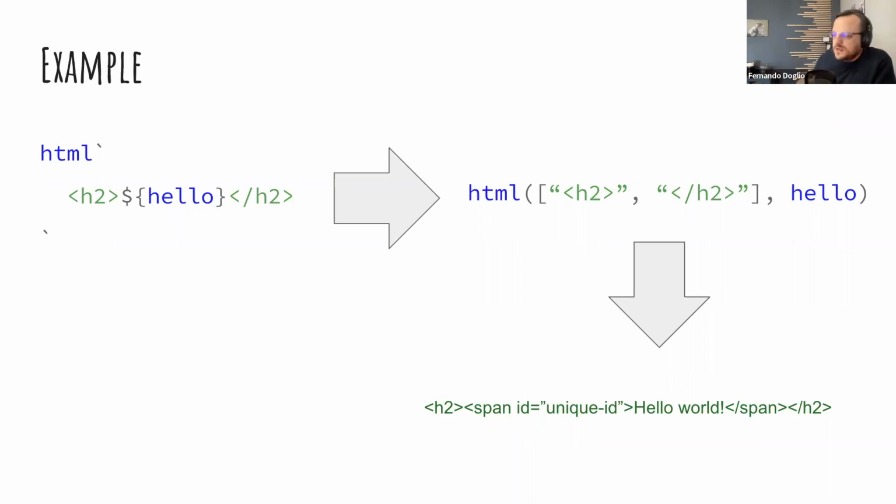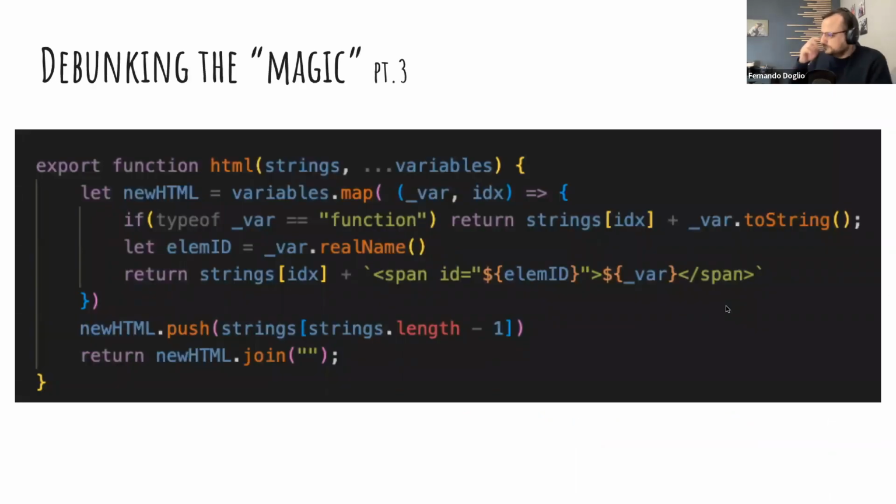So in this case, I'm just creating a span with an ID, unique ID, and then you see the hello world because I'm adding the value of the hello variable into a string. And that is what I'm returning. And that's what we're going to use for the actual implementation of the HTML function, which you can see here. It's not huge, actually.